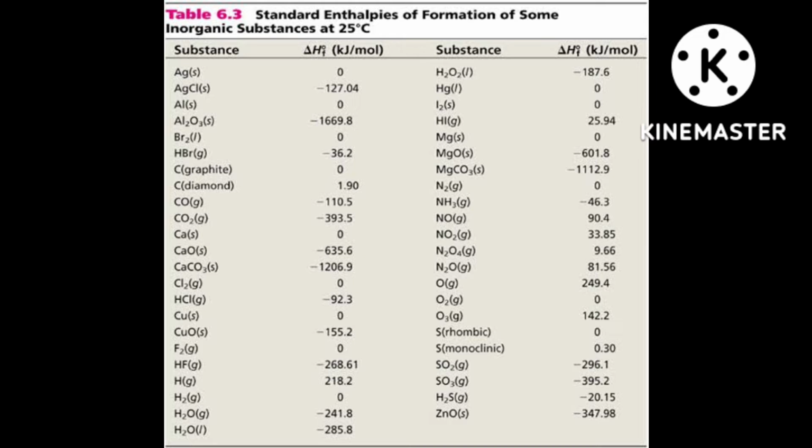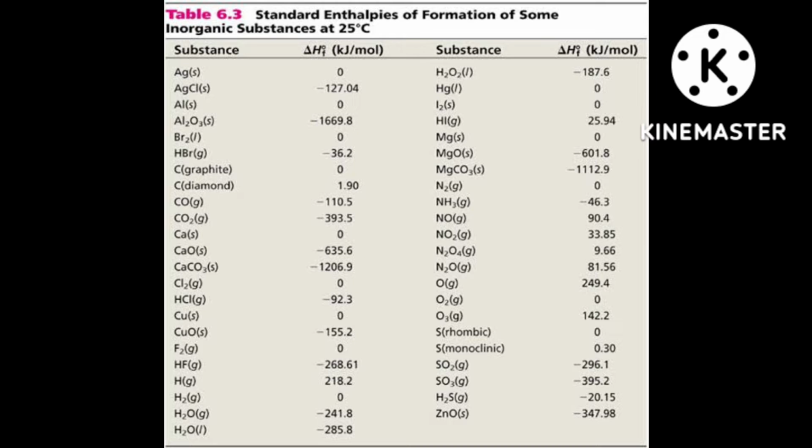Calcium carbonate value is minus 1206.92 kilojoule per mole, and barium carbonate is minus 1216.3 kilojoule per mole. This value is important, kilojoule per mole.